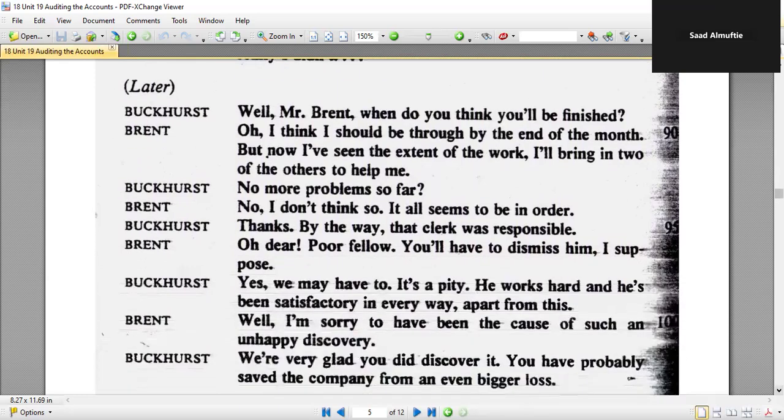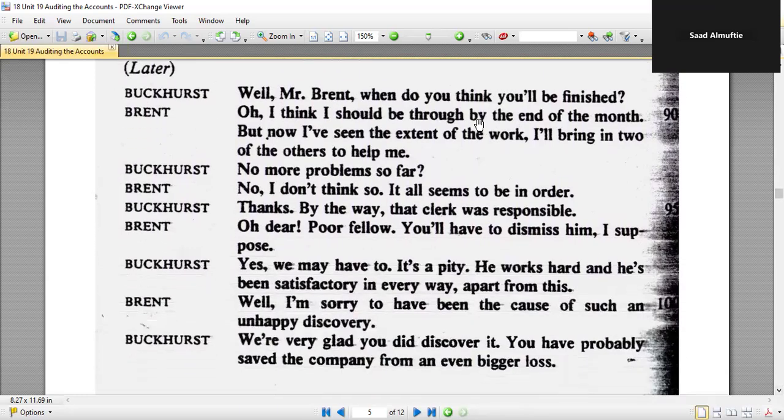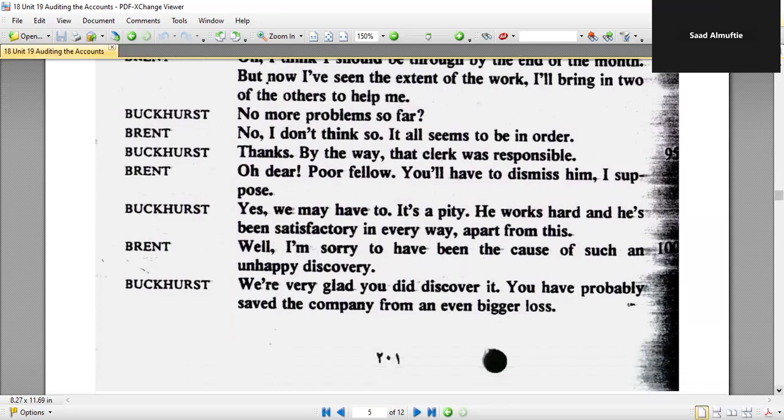Well, Mr. Brent, when do you think you'll be finished? Oh, I think I should be through by the end of the month. But now I've seen the extent of the work, I'll bring in two of the others to help me. No more problems so far? No, I don't think so. It all seems to be in order. Thanks. By the way, that clerk was responsible. Oh dear, poor fellow. You'll have to dismiss him, I suppose. Yes, we may have to. It's a pity. He works hard and he's been satisfactory in every way apart from this. Well, I'm sorry to have been the cause of such an unhappy discovery. We're very glad you did discover it. You've probably saved the company from an even bigger loss.